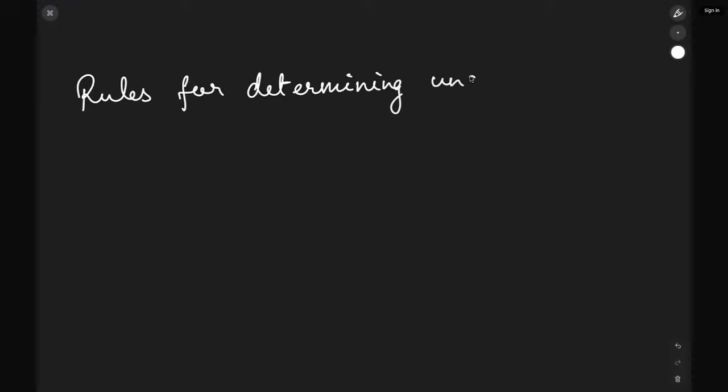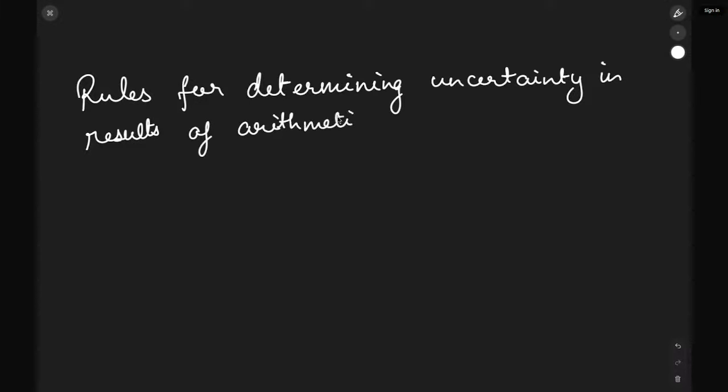Okay. So the next question is rules for determining uncertainty in results of arithmetic calculation.